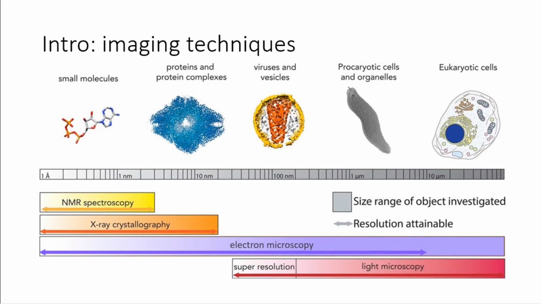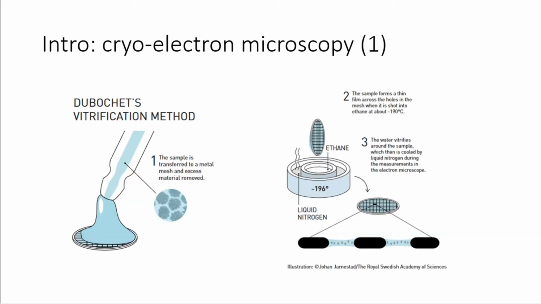X-ray crystallography requires the sample to be crystallized, which changes the structure of a biomolecule. Electron microscopy with enough power can achieve atomic resolution, but high energy damages the sample and often requires chemical fixation, which again changes the structure of a biomolecule. However, an approach called cryo-electron microscopy was developed.